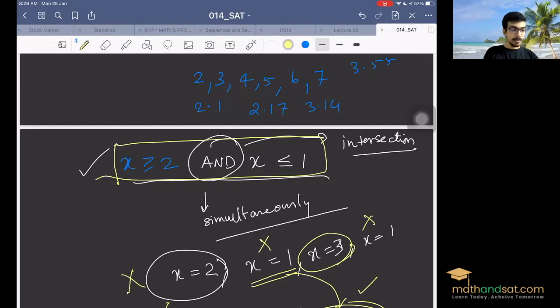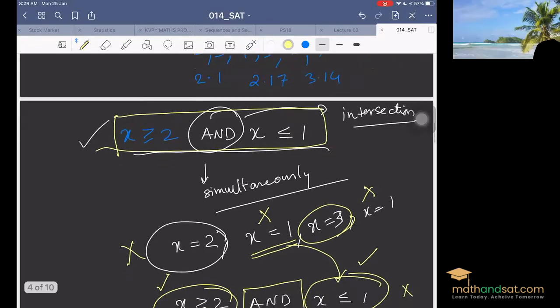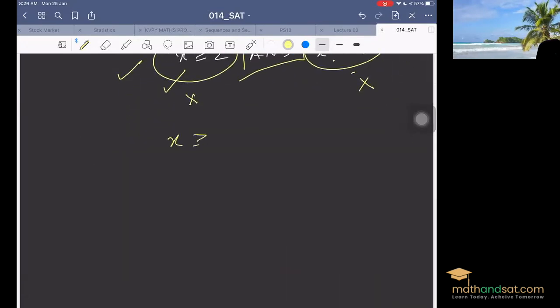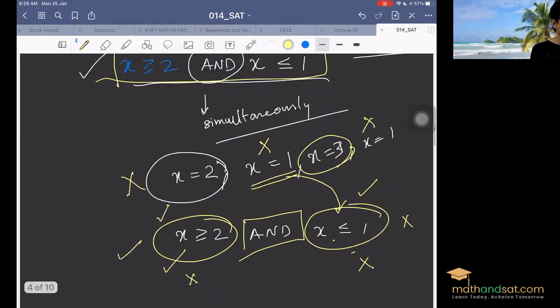You understand this? Because there is no number that will simultaneously satisfy both this condition. So again, I'll just represent this with a number line as well. X greater than or equal to 2 and X is less than or equal to 1.